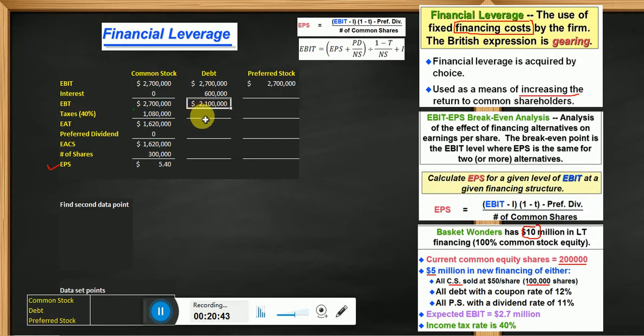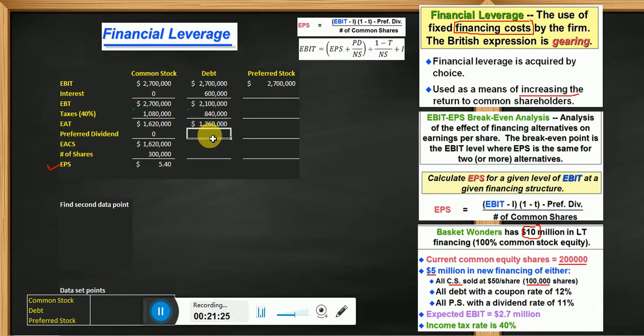Next we have, dear students, taxes. You have to subtract taxes. So 2,100,000 multiplied by 0.4, that is 840,000, the taxes you have to pay. And next we have EAT, earning after taxes. Dear students, from this EBT you have to subtract the taxes, and finally you'll have $1,260,000. This is what is called EAT, earning after taxes. We have subtracted taxes here.